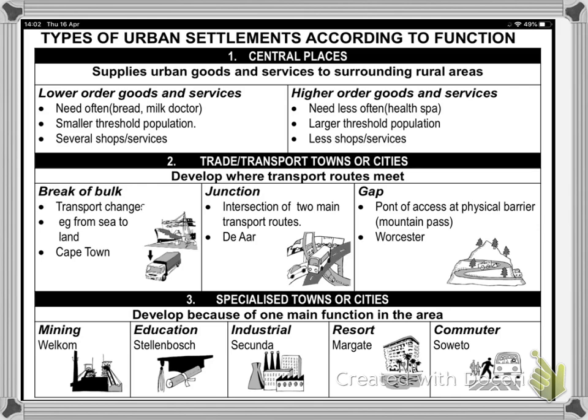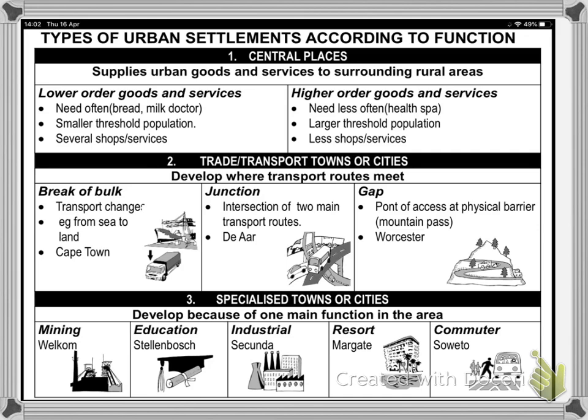So you'll know that we are focusing on urban cities, and what I want to highlight to you is the types of urban settlements we get, and they are basically identified according to their function. So we get three types. If you look here, you get your central places, number one. You get your trade or transport types of cities, and then you get your specialized towns or cities. Under your central place, these are the places that basically give the surrounding rural area certain services and products.